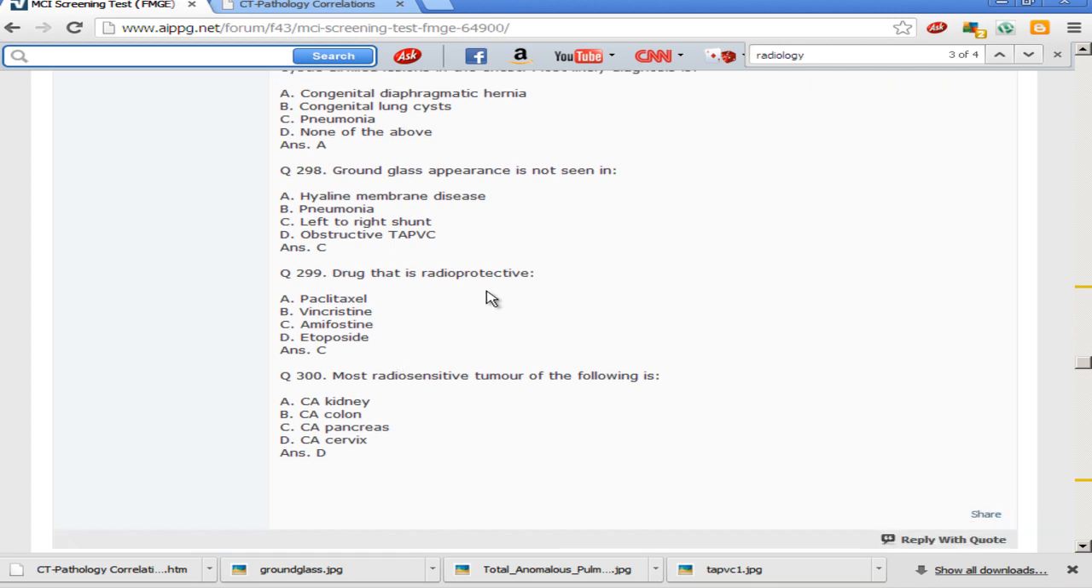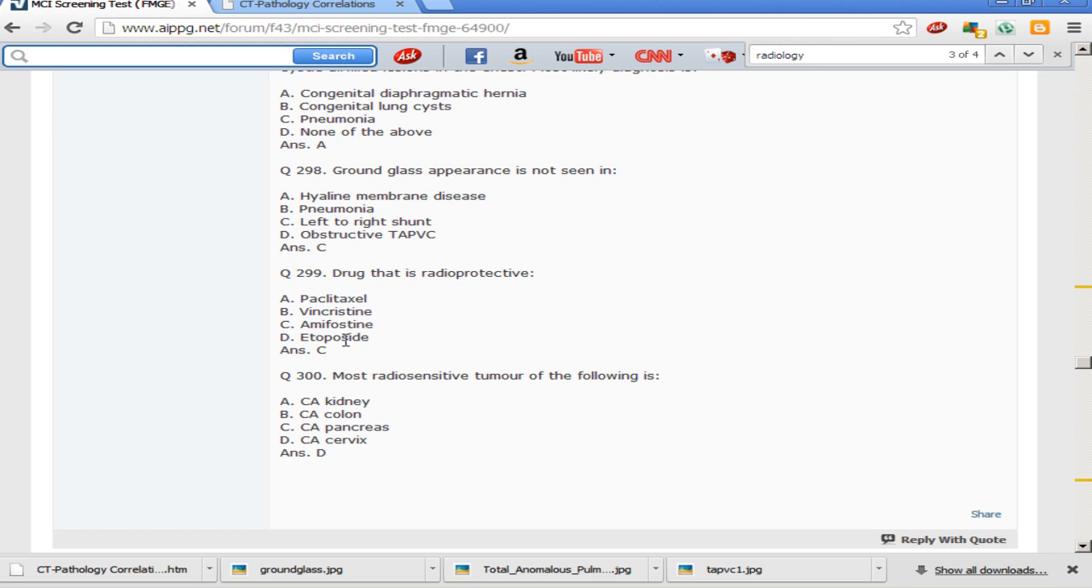Drug that is radioprotective: A. Paclitaxel, B. Vincristine, C. Amifostine, and D. Etoposide. First, you should know what he's talking about. If you have this book called Sure Success Magic by Dr. B. Ram Gopal, it's a very useful book. You can see the chapters on radiotherapy and radiology. The last pages in radiotherapy give radiosensitizers and radioprotective agents. This question has been repeated many a time, so you should know.